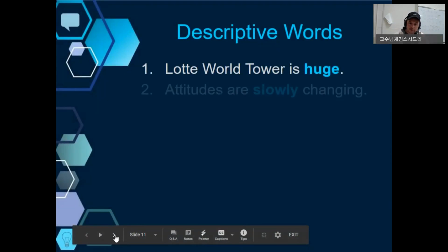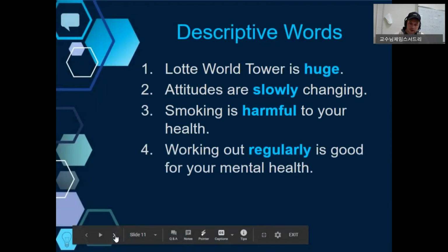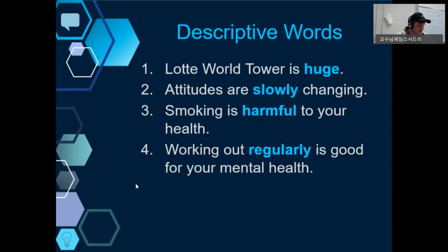Some descriptive words also need a little bit of emphasis and practice with me as well. Let's practice together. Okay, Lotte World Tower is huge. Okay, let's try stressing first, then stretching, then pausing. Let's start with the stress. Lotte World Tower is huge. Attitudes are slowly changing. Smoking is harmful to your health. Working out regularly is good for your mental health.